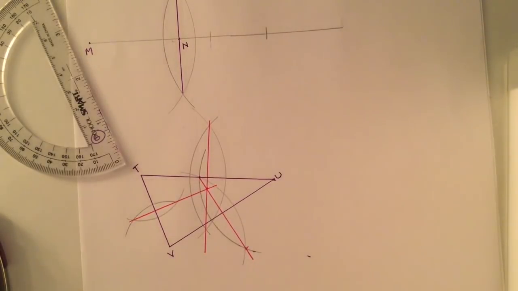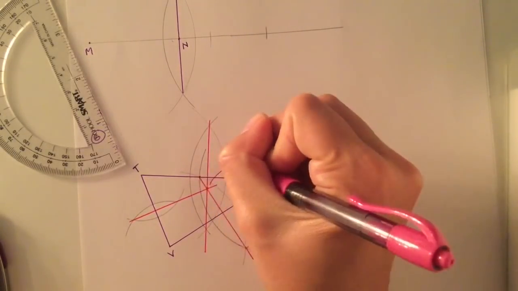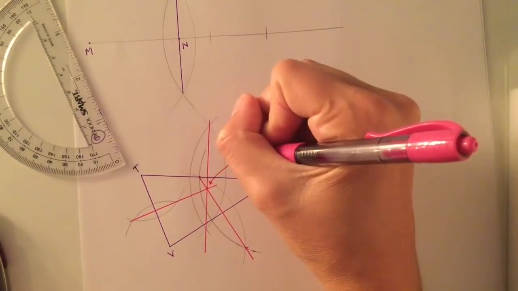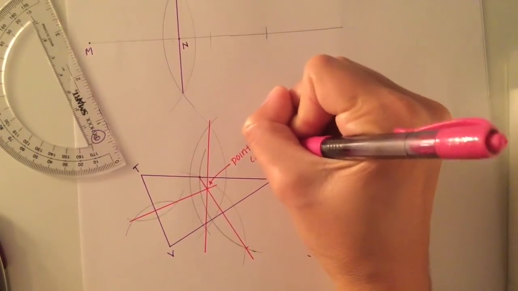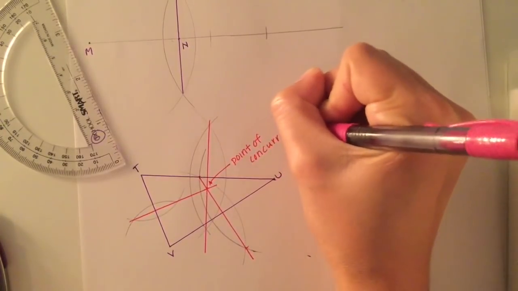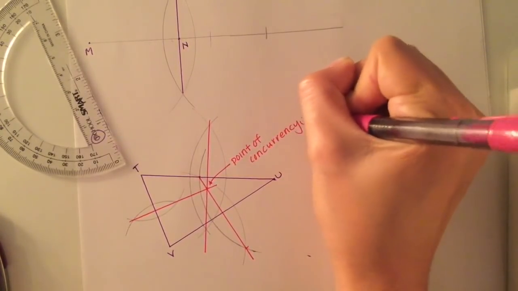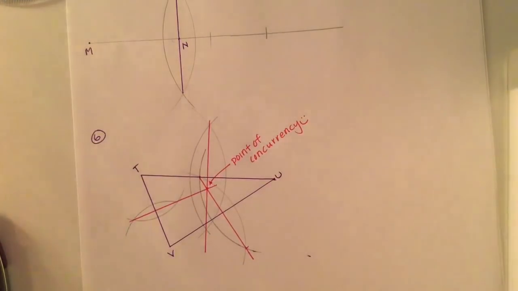And we want to notice that they are all concurrent. They intersect at one point. We call that the point of concurrency. All right, so that's number 6.